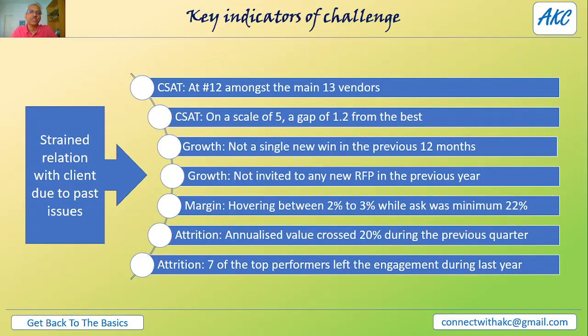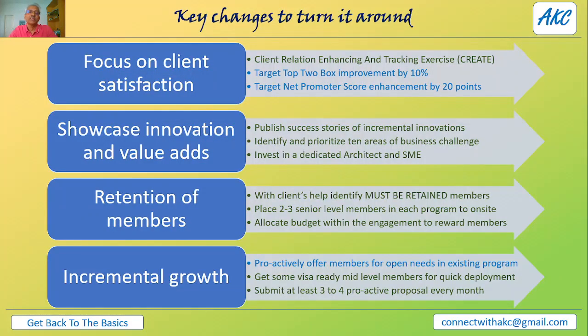Just to recap, this was the case, the strained relationship with the client, and these were the key indicators, the CSAT, the growth, margin, attrition, all of that. And we had applied some changes. This is a summary of that. If you recollect from Inimitable Success Stories Series 1, these were the key changes which we had applied to address the strained relationship. The ones which you see in green came from these two approaches, referring to our past history and also anticipating the issues and working on that.